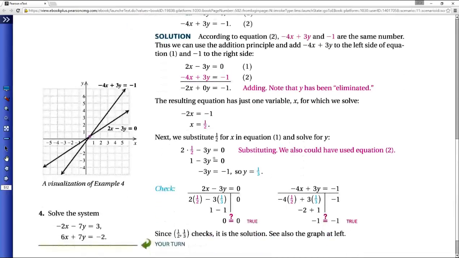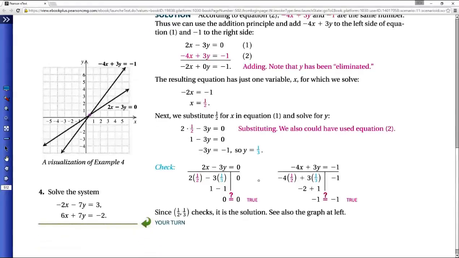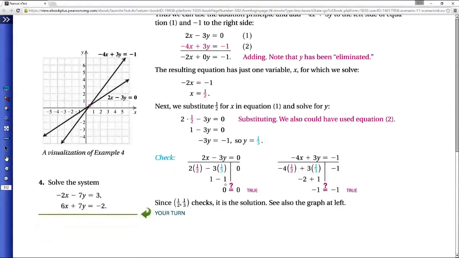So we go back to one of the equations. There you go back to equation 1, they put 1/2 in for x, and you end up with this. We solve for y, and we get y is 1/3. And then we check to see if this is truly a solution, this ordered pair (1/2, 1/3). So they substitute them in each equation, and yes, it makes both of those true. So that is truly a solution to the system.